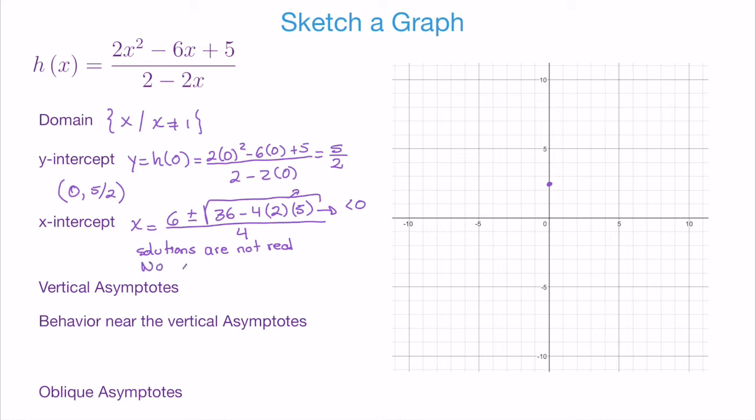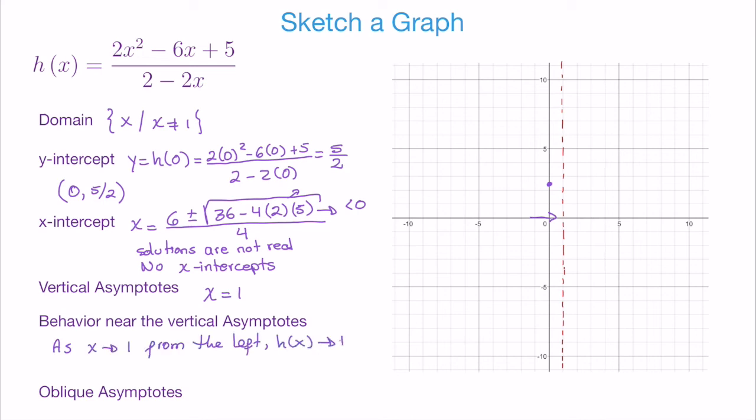So no x-intercepts. We've already seen that x equals 1 makes the denominator 0, so our vertical asymptote is x equals 1. Let's record that. For the behavior near the asymptote, again, the y-intercept is going to help us. It's telling us that to the left of the asymptote, the graph is positive. So as x approaches 1 from the left, h of x approaches positive infinity. So we have an oblique asymptote and we must perform long division.